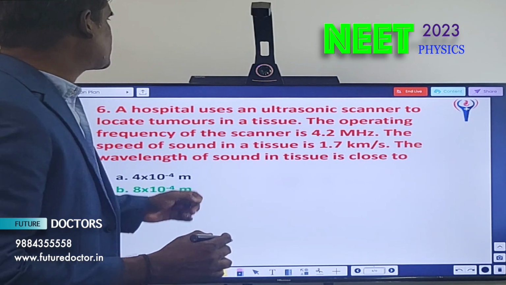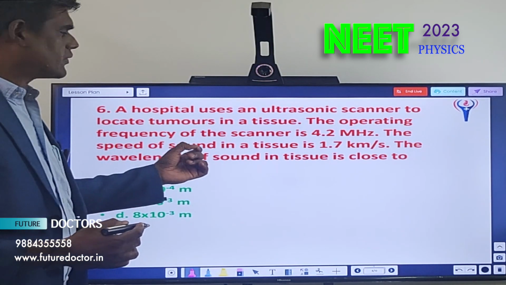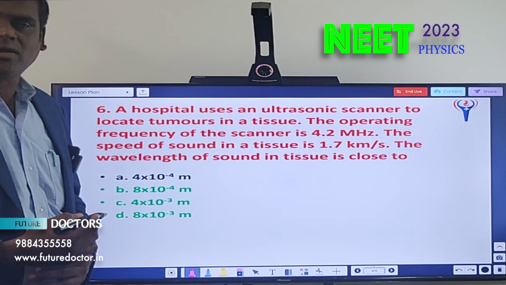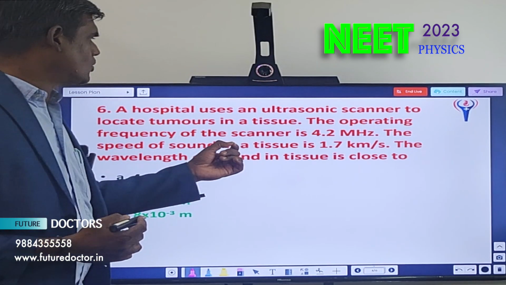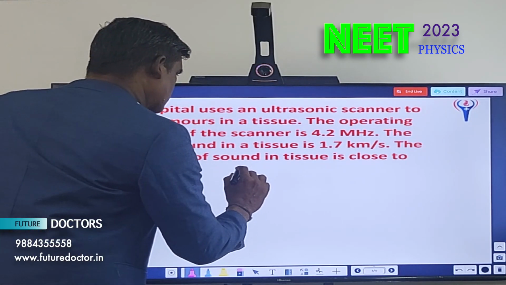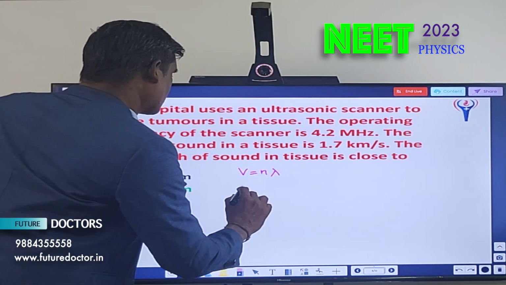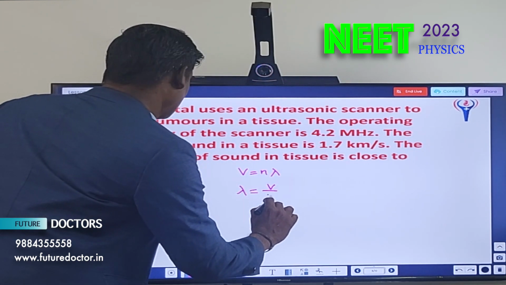A hospital uses an ultrasonic scanner to locate tumors in a tissue. The operating frequency of the scanner is 4.2 megahertz. The speed of sound in a tissue is 1.7 km per second. Find the wavelength of sound in a tissue. We know the formula V equal to N into lambda, and lambda equal to V by N.